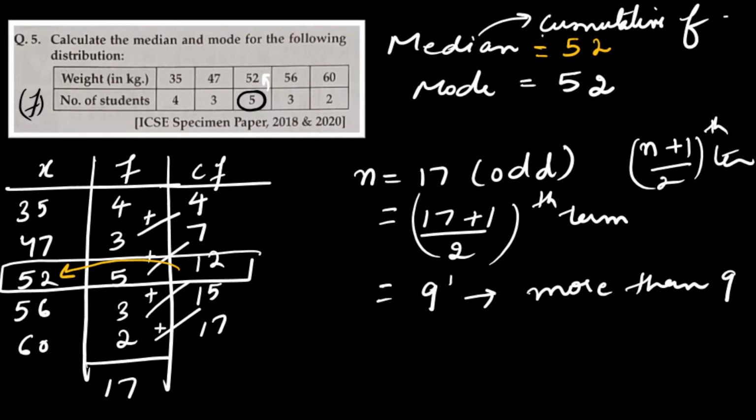So the mean, median and mode for this given set of numbers is 52. I hope this is clear to everyone. So let's do the next question now. Starting from the next question, all the questions we are going to attempt on graph. So I hope your graphs are ready.